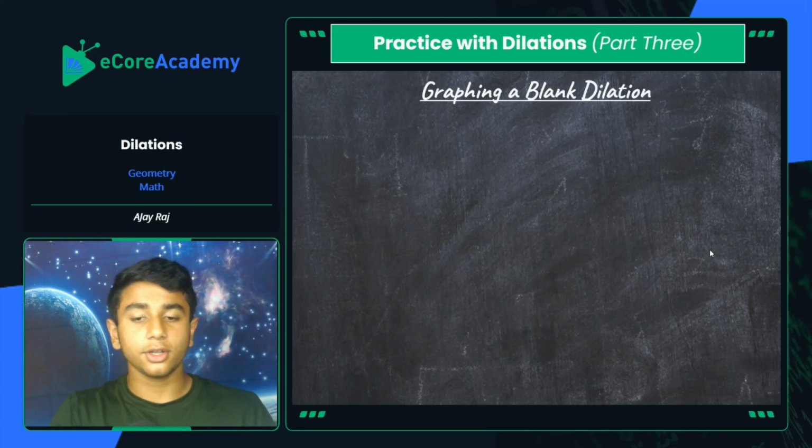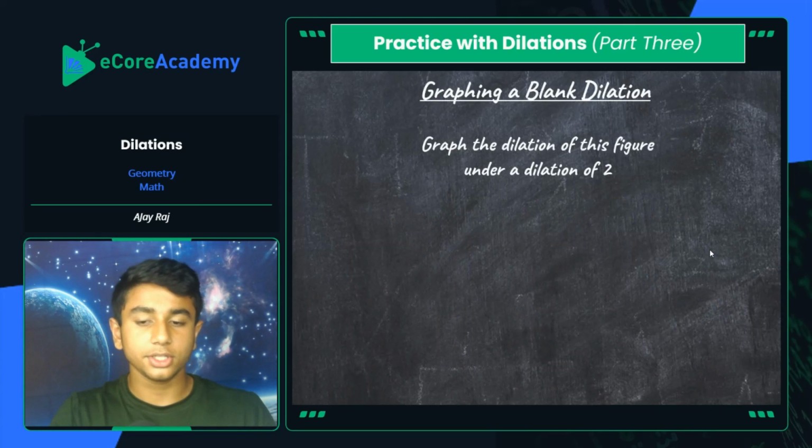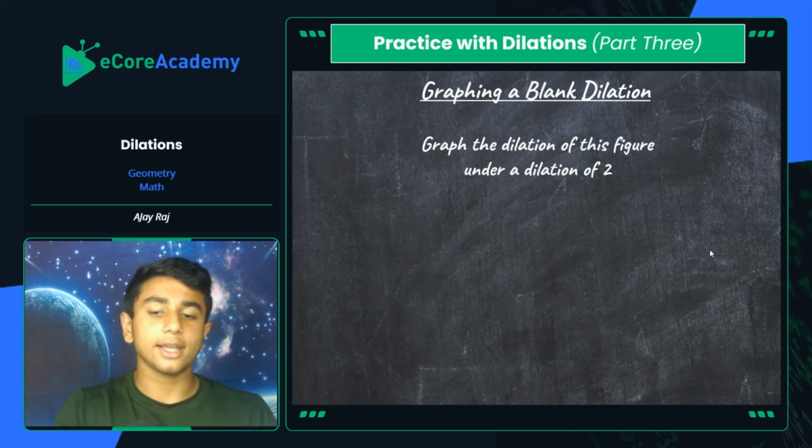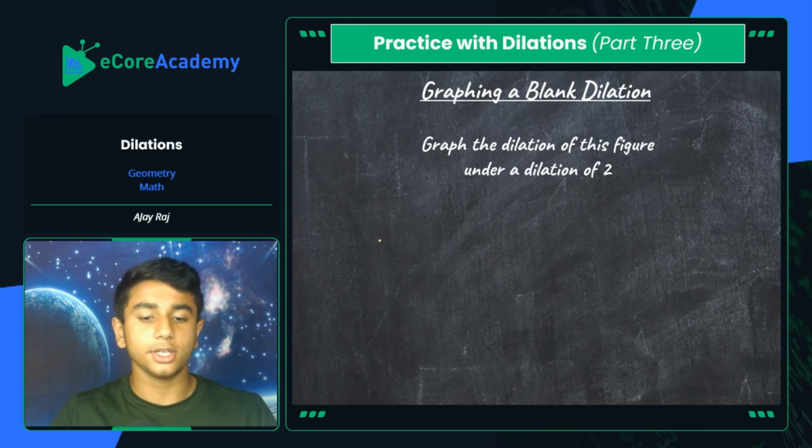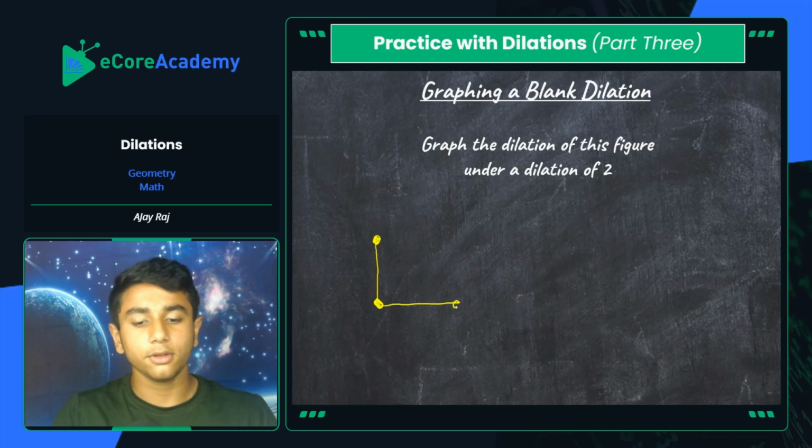Now we're going to start graphing dilations. So let's graph the dilation of this figure under a dilation of 2. I'm going to draw this out for you because dilations are all about drawing on a plane. So I'm going to draw this on my chalkboard here. I'm going to draw out a square.